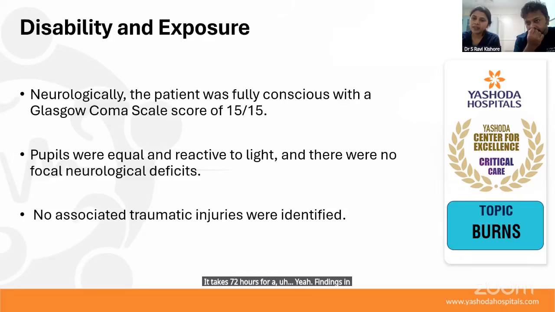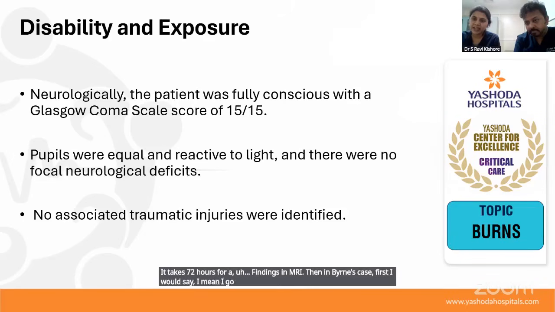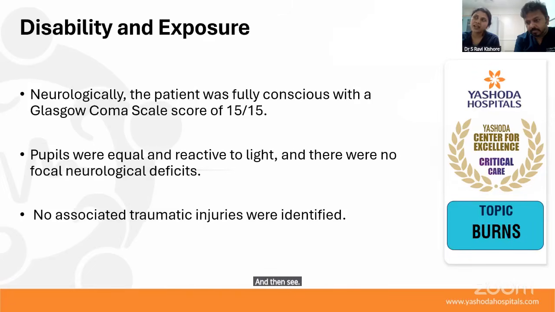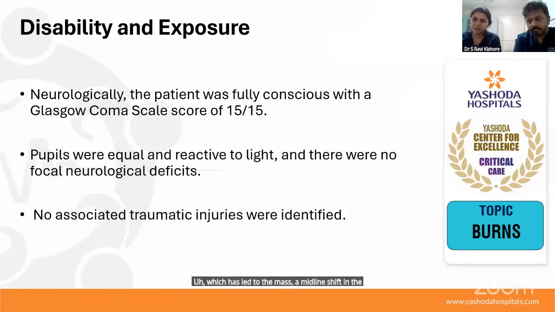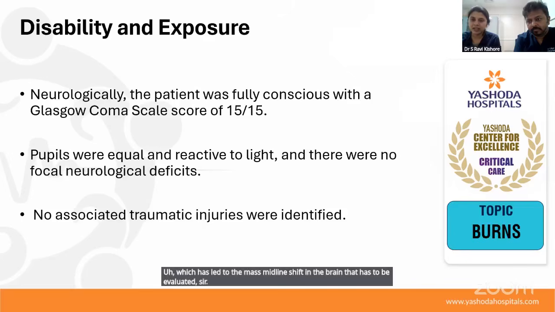Then in a burns case, first I would go with ABC, and then I'll send the patient for the CT brain, sir, initially, and see whether there is any evidence of traumatic brain injury, because of any fall from height or due to electric current passage. Is there any damage that has occurred, in the form of a bleed or some SDH, which has led to a mass effect or midline shift in the brain, that has to be evaluated, sir? So that I would do after ABC.